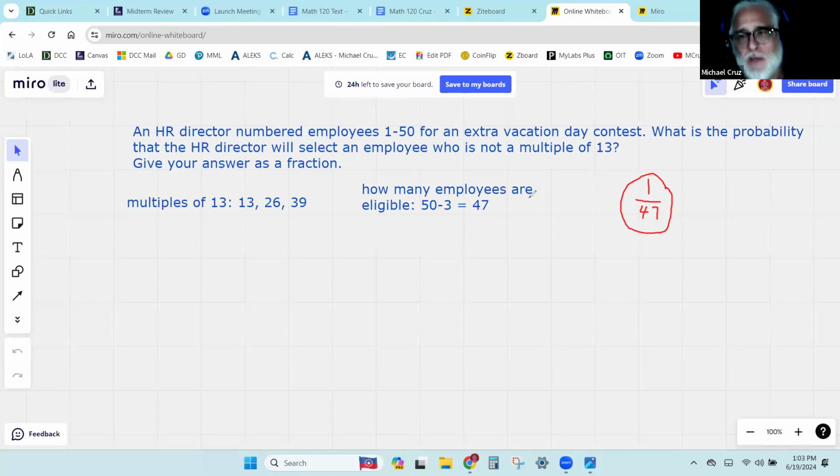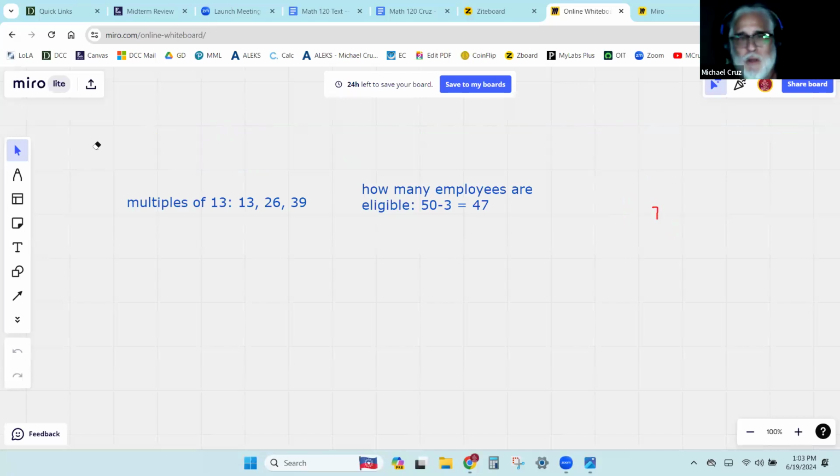Oh, wait a second. Wait a second. I subtracted the 3 from... I'm making it too... Okay. I see what we're doing.